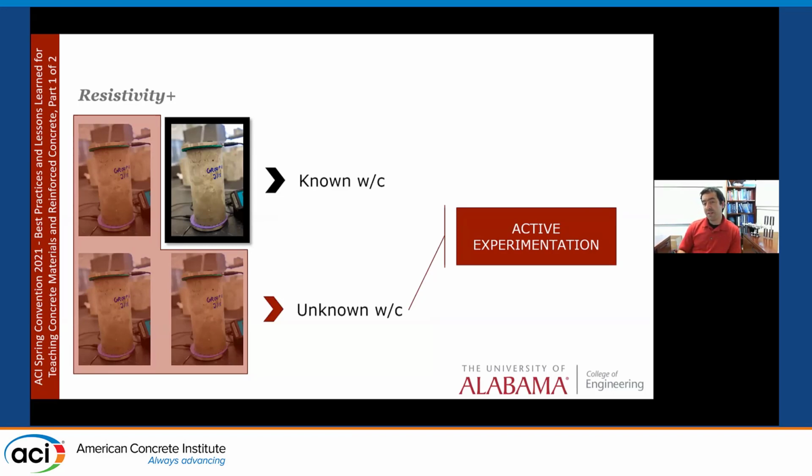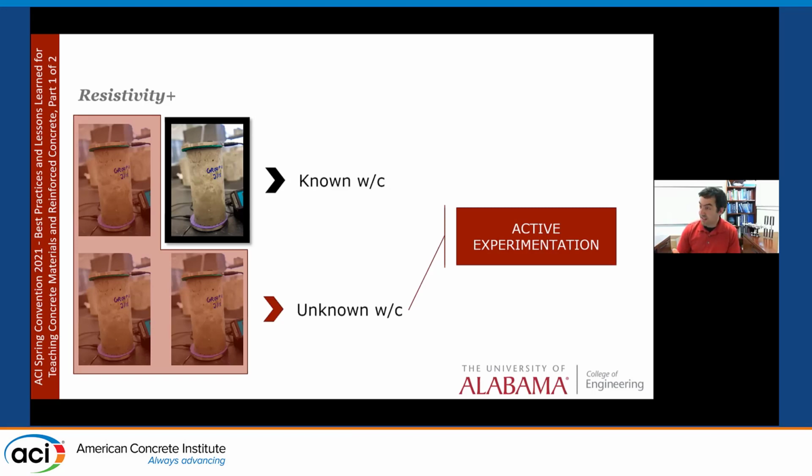And what I have them do is take a cylinder, and I tell them the water cement ratio of this cylinder is X. And then I give them some other cylinders of the same, they were cast the same day, they have the same moisture content, same temperature, because those all affect resistivity readings. And then say, all right, are these cylinders at a higher or lower water cement ratio?